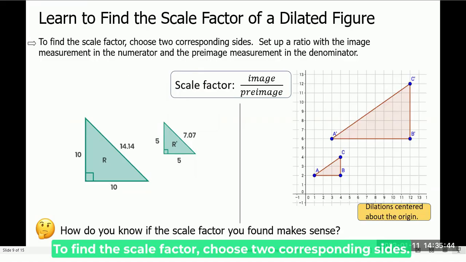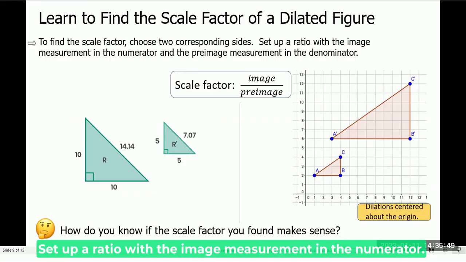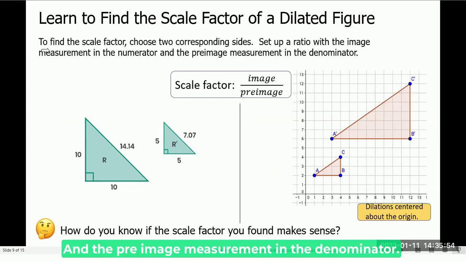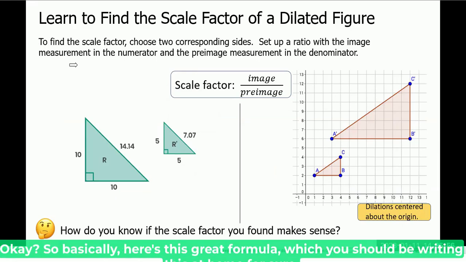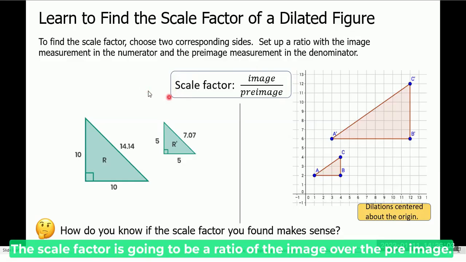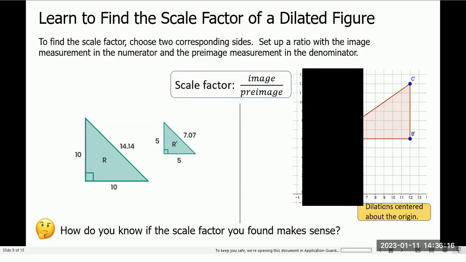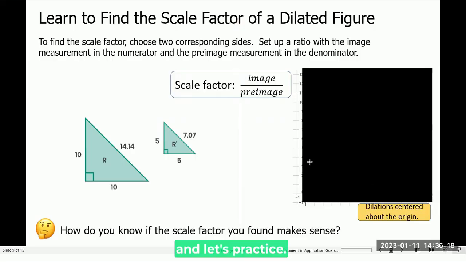To find the scale factor, choose 2 corresponding sides, set up a ratio with the image measurement in the numerator and the pre-image measurement in the denominator. Okay, so basically here's this great formula, which you should be writing at home for sure. So the scale factor is going to be a ratio of the image over the pre-image. Okay, so write that. And let's practice.